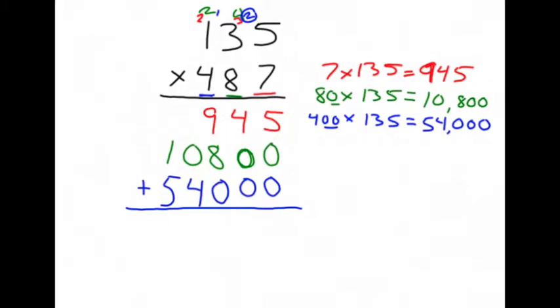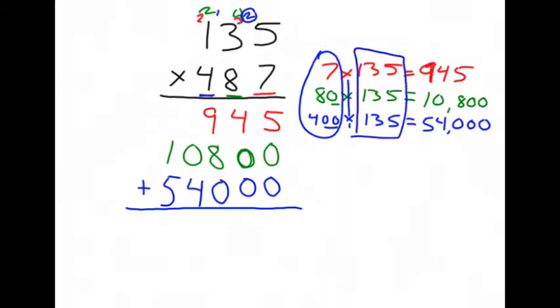Okay? So now I need to add up my partial products to get the full answer for 487 times 135. 5 plus 0 is 5. 4 plus 0 is 4. 9 plus 8 plus 0 is 17. Regroup the 1. 1 plus 4 is 5, and 1 plus 5 is 6. 65,745 boxes are on my cargo ship.